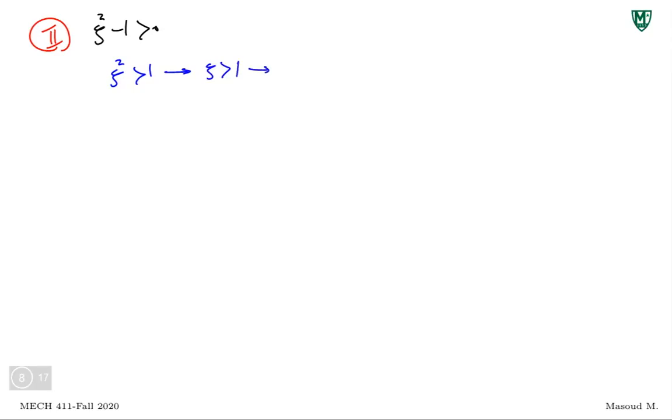This means zeta, which is C over C critical, is greater than 1. This means C is greater than C critical. Damping of the system is greater than the critical damping. So we call this an overdamped system. It's overly damped. We added too much damping to it. Now the damping is way more than critical damping.